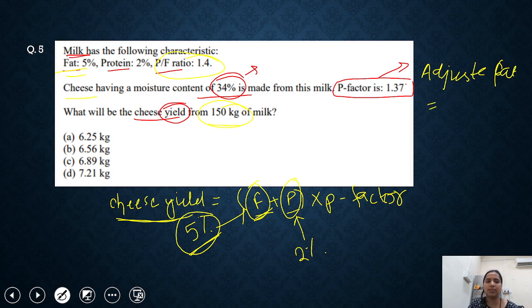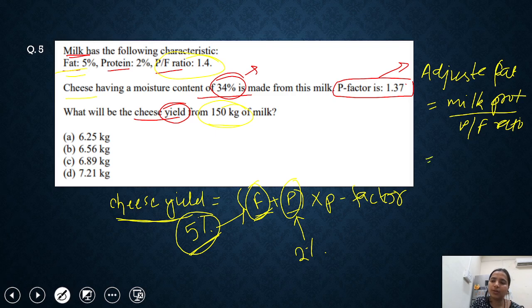Okay, this is very simple. That adjusted fat is calculated by looking at how much protein is present in the milk, and this p by f ratio. It will give you the value of the adjusted fat. That is mainly considered here in this formula for the cheese yield.